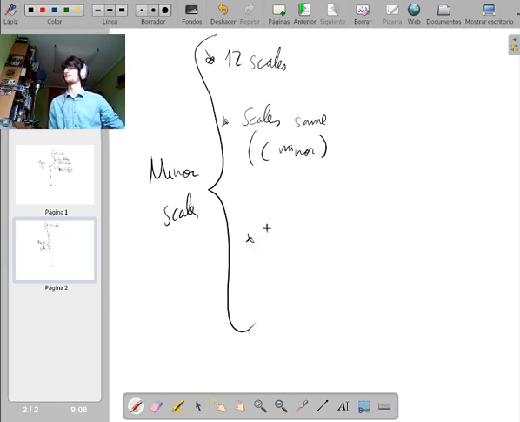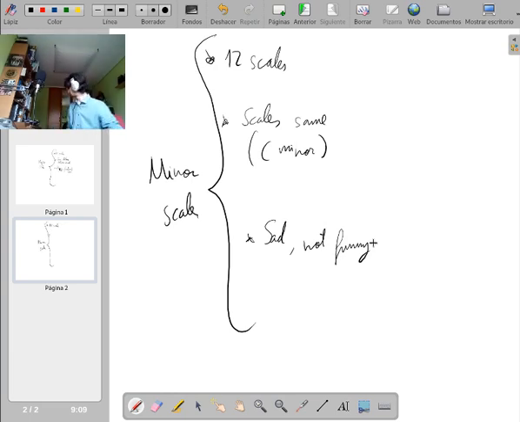And this is for sad music, or not funny music, for example. Do you remember that kind of music? This is the minor scale. For example, Bad Guy is based on that kind of scale.